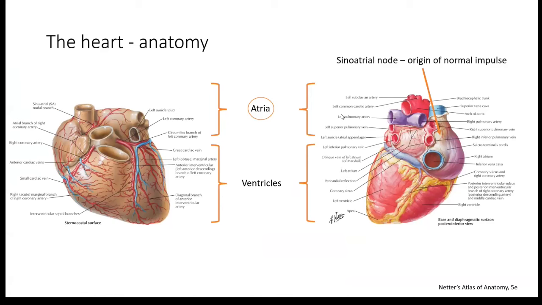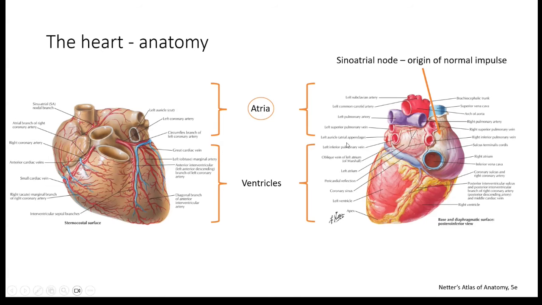So this is the general anatomy of the heart. You have the atria above that take in the blood from the veins, they pump it into the ventricles, and then the ventricles pump it to the rest of the body. And the atria, this is where the normal cardiac impulse originates. Somewhere here you have the sinoatrial node, on the back wall, the posterior wall of the right atrium. And this is what we'll be talking about today. So really just the atria, that's what we're interested in.